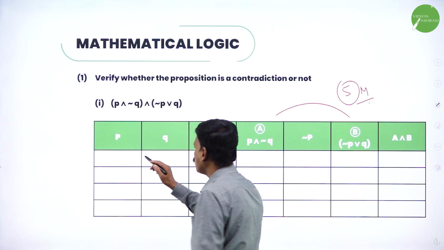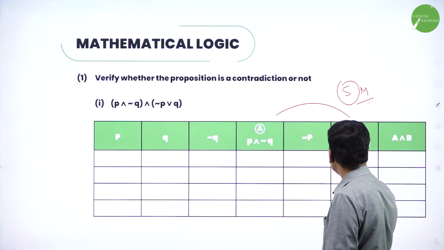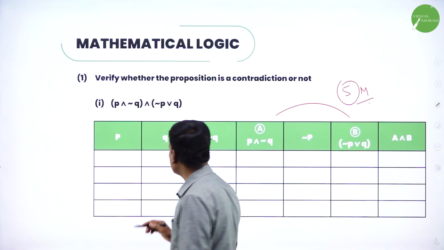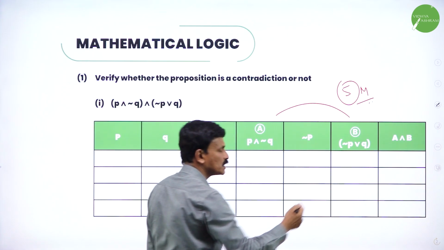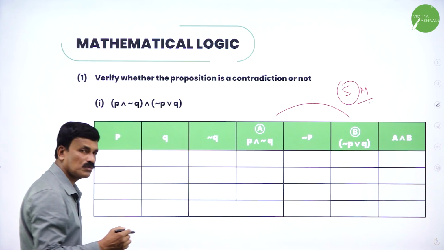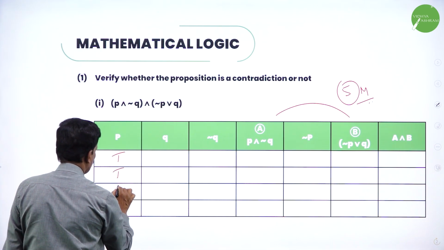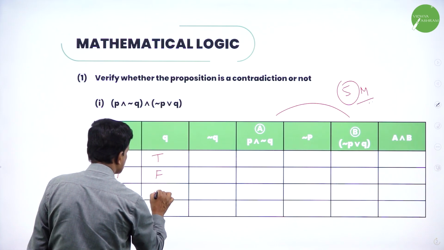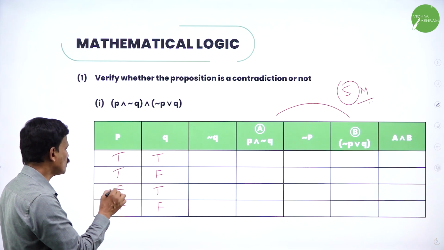Now this is the splitting. P, Q, negation Q, P conjunction negation Q, negation P disjunction Q, and A conjunction B, that is P conjunction negation Q, conjunction negation P disjunction Q. Now as you know, the truth values for P and Q are true, true, false, false. Here this is true, false, true, false.